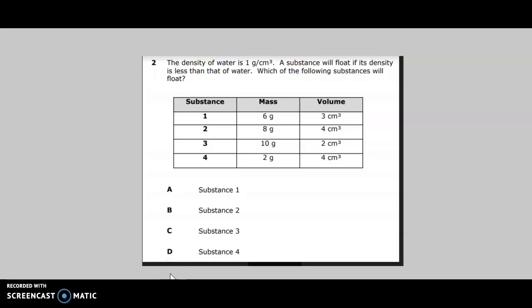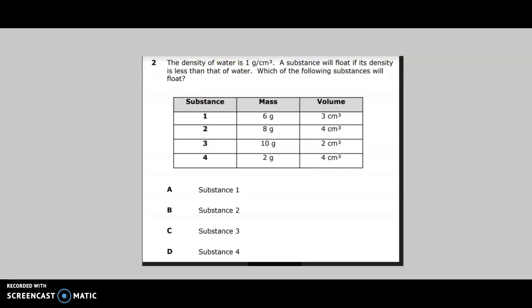Okay, so if you're having trouble answering question number 2, I'm going to help you out a little bit with this one. The question says the density of water is 1 gram per centimeter cubed, and a substance will float if its density is less than water. So the density has to be less than 1 to be able to float in water. So which of the following substances will float?